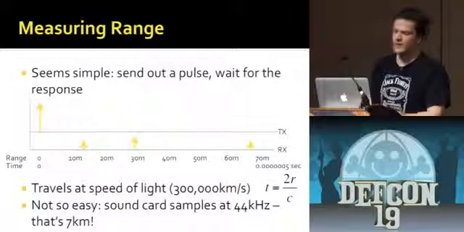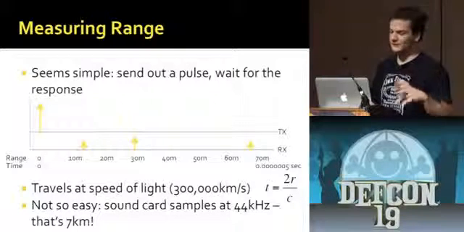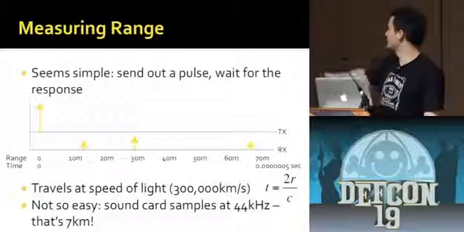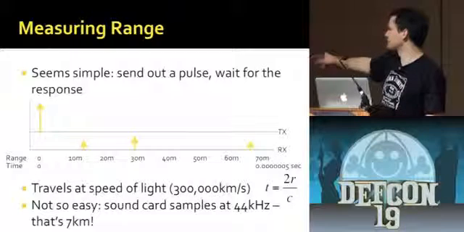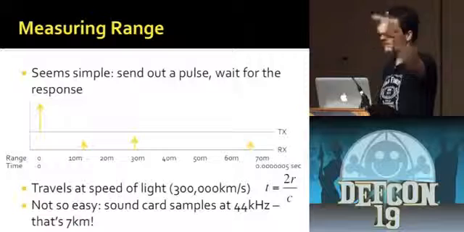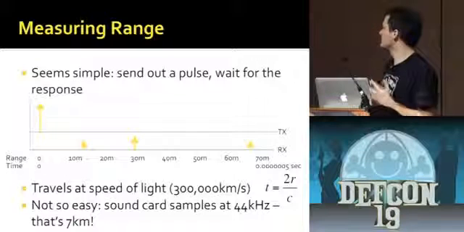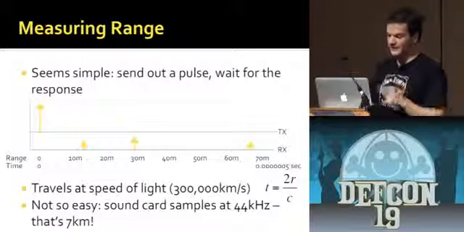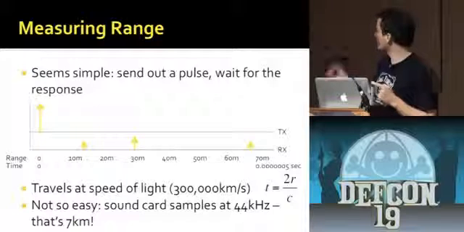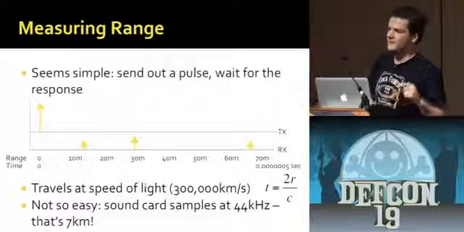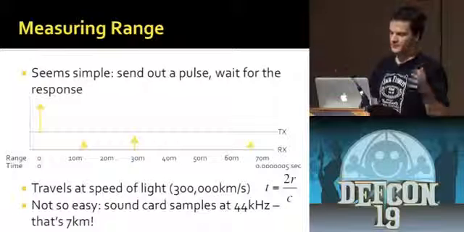And the reason that this is hard is because the waves travel really fast. They travel at the speed of light. So we have this equation. The time it takes to get back is 2 times the distance, because it has to go there and come back, divided by the speed of light. Which means that at 70 meters, we're talking about, I guess that's 500 nanoseconds of time, which is pretty hard to measure if you want to do it easily.